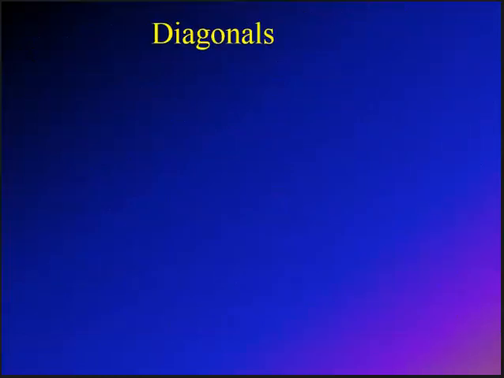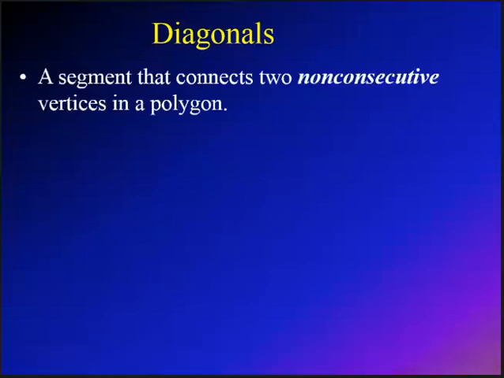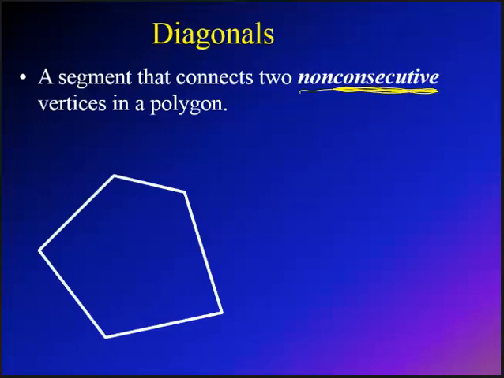Within polygons, we can draw what are called diagonals. A diagonal is a segment that connects two non-consecutive, there's that word again, vertices. What does consecutive mean? It means one right after the other, so side by side. So we're connecting 2 vertices that are not side by side in a polygon. So a diagonal would look like this. We start at one vertex and we draw a line to another vertex that is not right next to it. So we can't draw it on this one. We can't draw it on this one if we're going to start here.